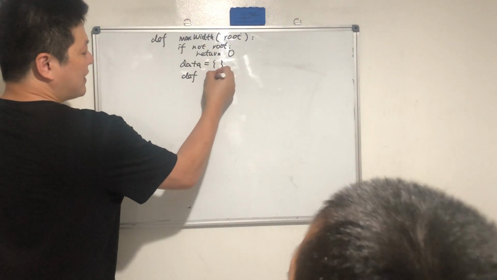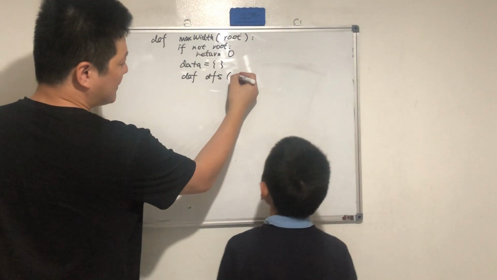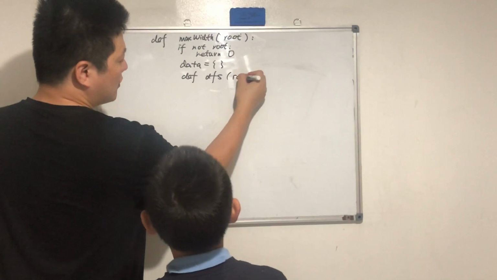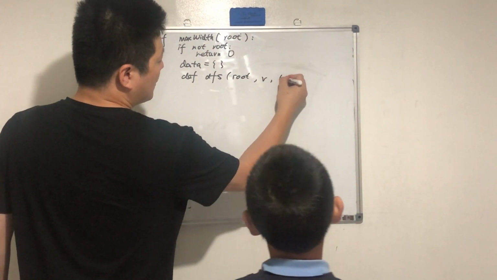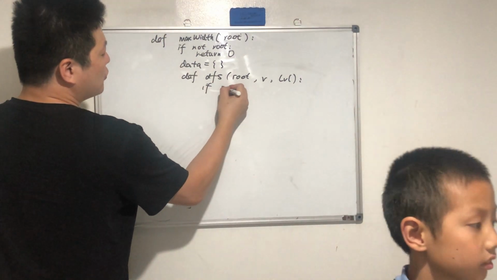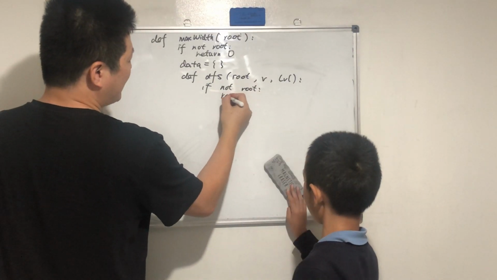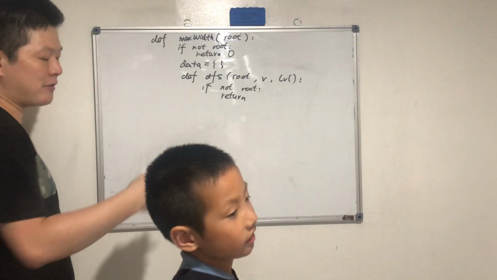Define depth of search. How many parameters? Root, value, and level. If not root, meaning if root is empty or None, just return, because if it's empty, we return.